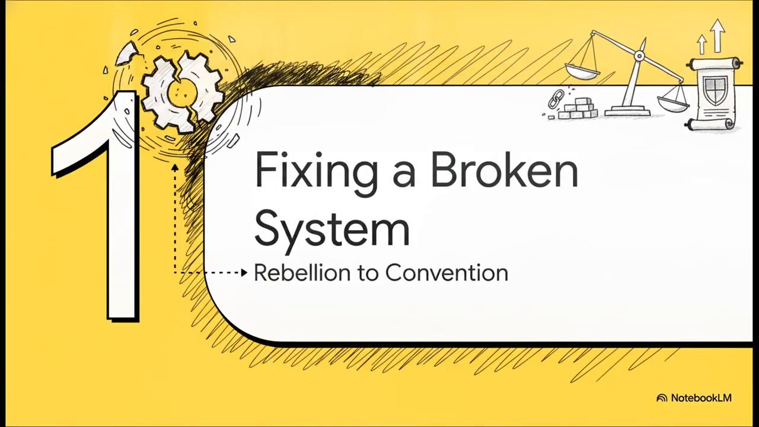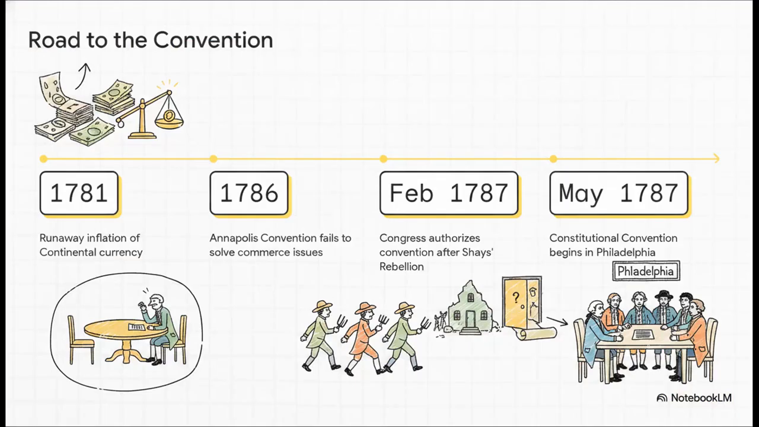Section 1. Fixing a broken system, from rebellion to convention. So, to really understand the Constitution, we first have to understand the massive economic and political failures that actually caused it. It's your classic cause and effect arc. The nation's very first governing document, the Articles of Confederation, was just incredibly weak. By 1781, runaway inflation was completely out of control. I mean, imagine this. 146 continental dollars were worth only one single dollar in gold. It was practically worthless paper.